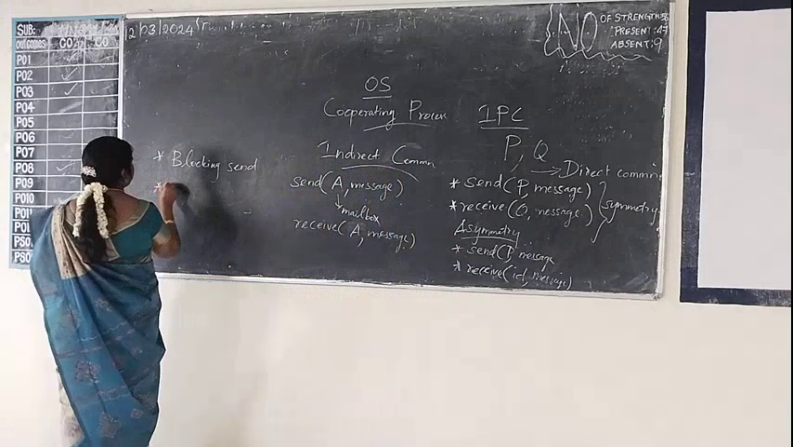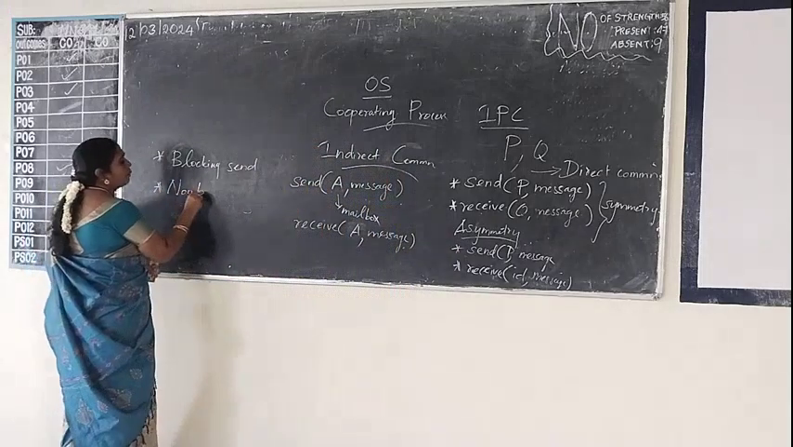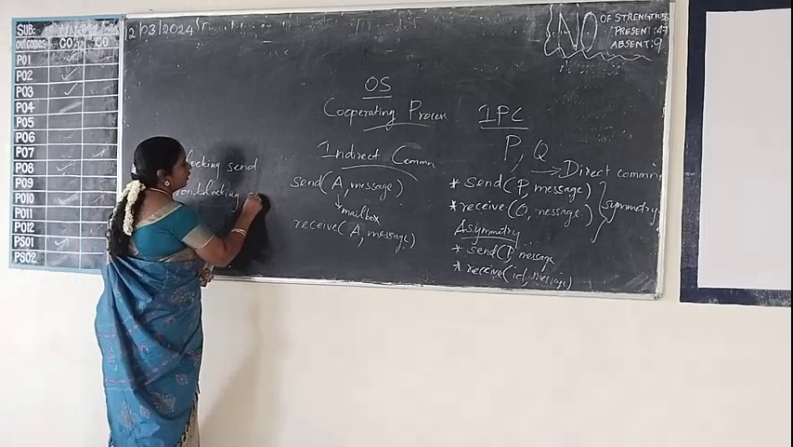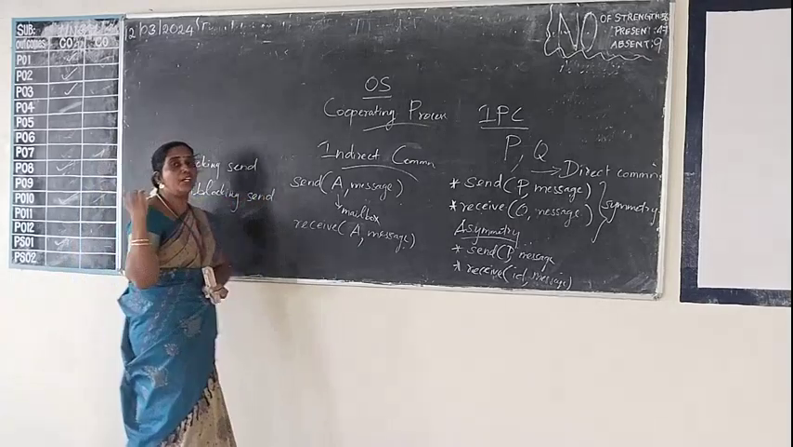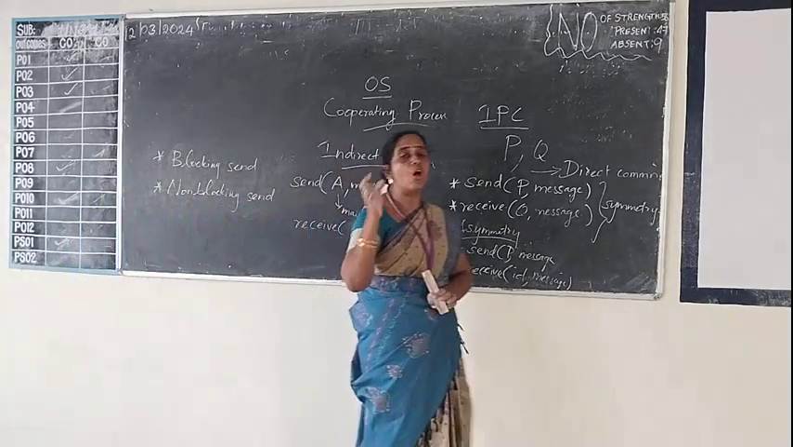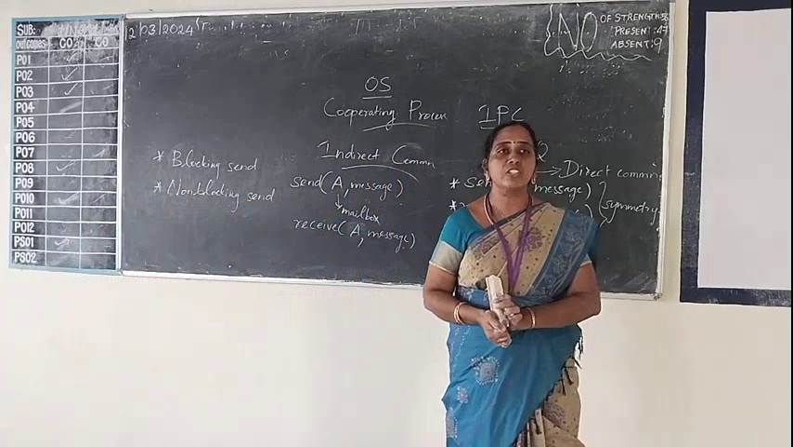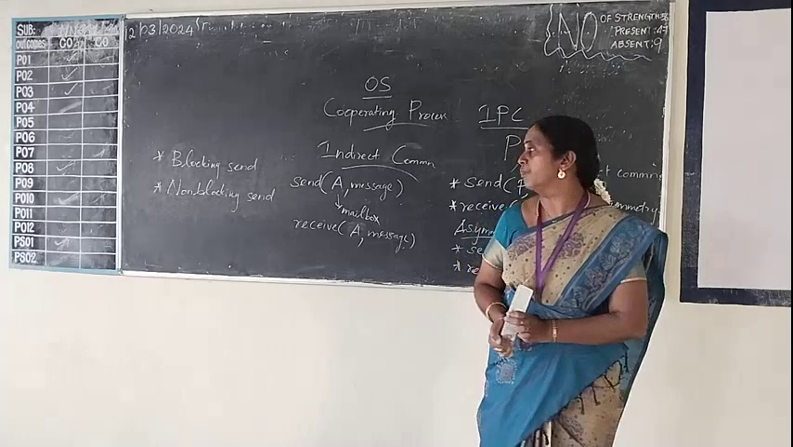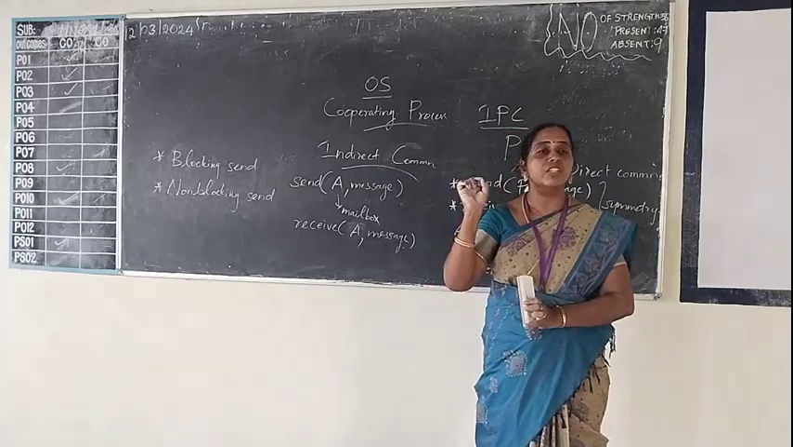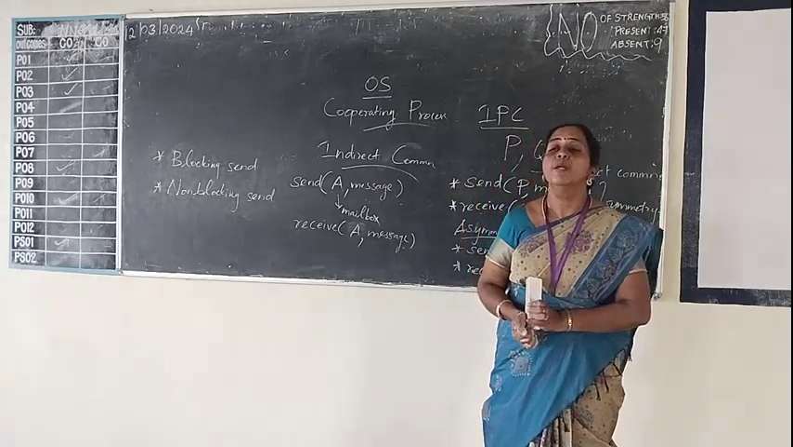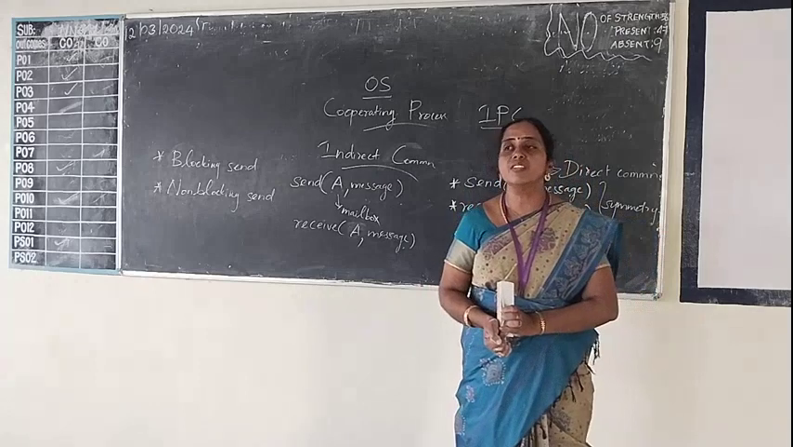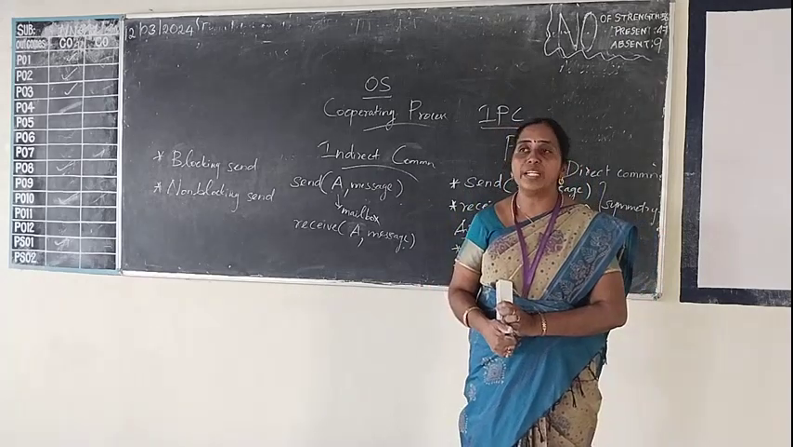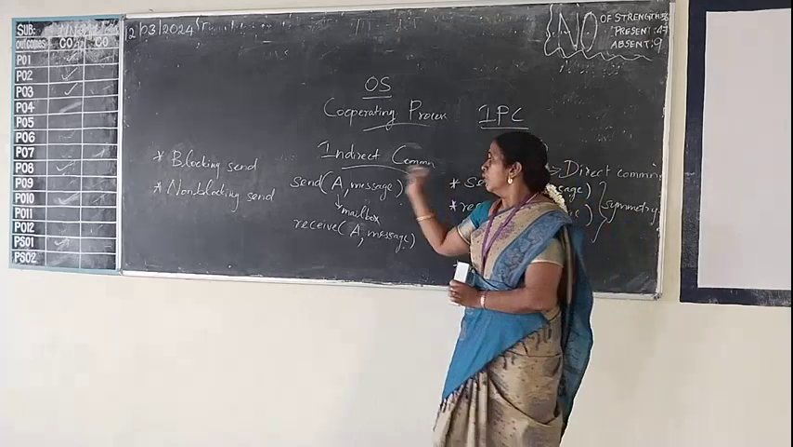Then the second category is non-blocking send. In non-blocking send, the sender is always busy sending messages to the receiver. Here, the sender does not need to assure whether the particular message is received by the receiver or not. If the message is not received by the receiver, those messages are stored in a buffer.